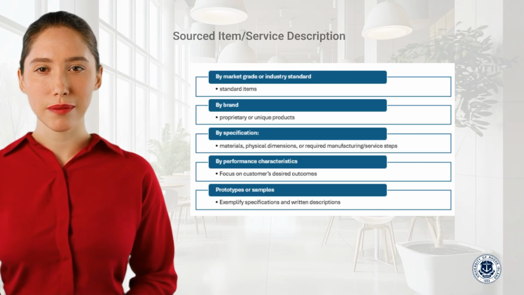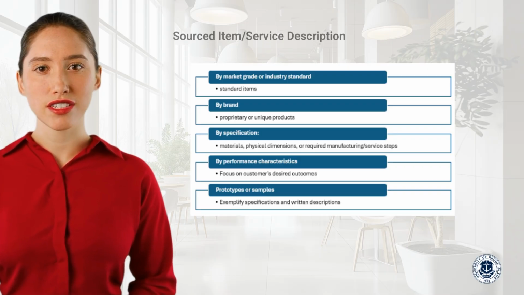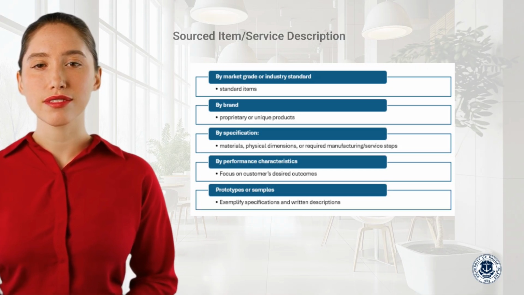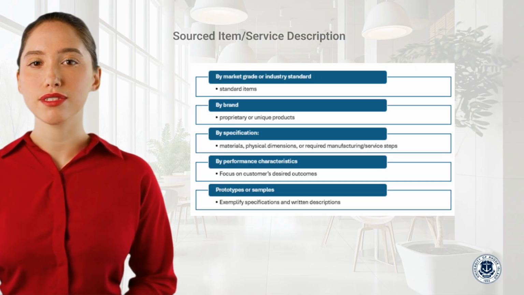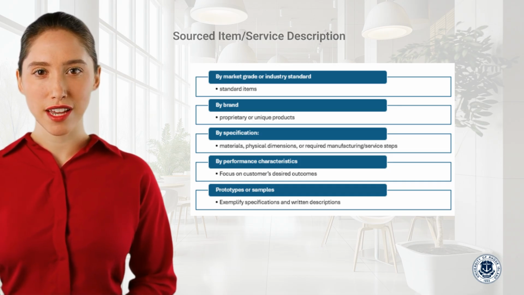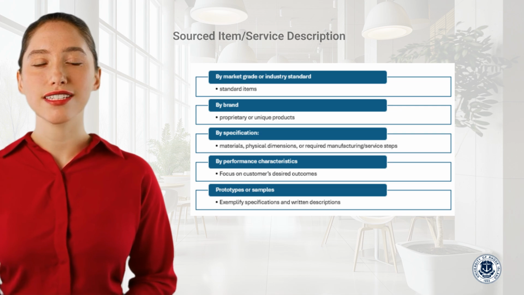Items can be described by market grade, brand, detailed specifications, or performance characteristics. For custom or complex items, prototypes or samples help reduce ambiguity through specifications and written descriptions. The goal is to translate user needs into clear, enforceable supplier expectations.